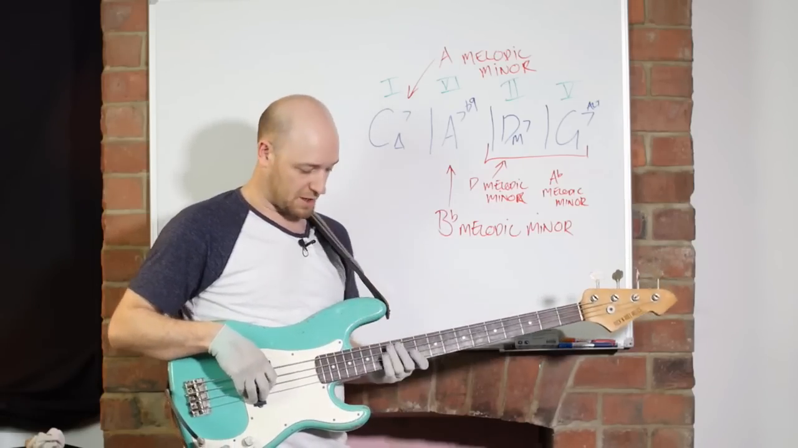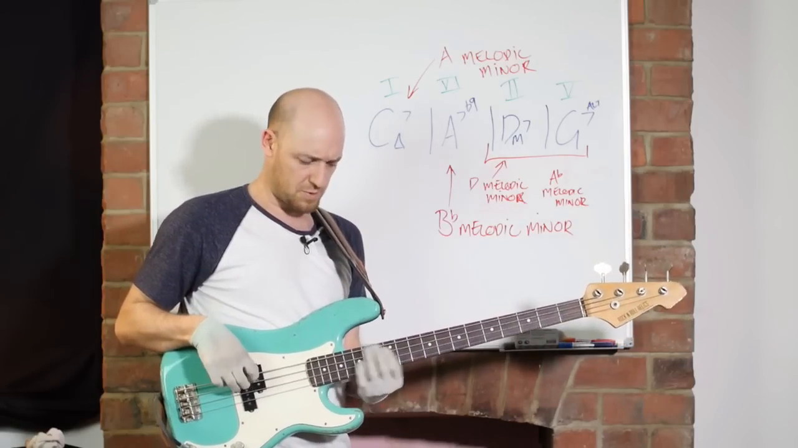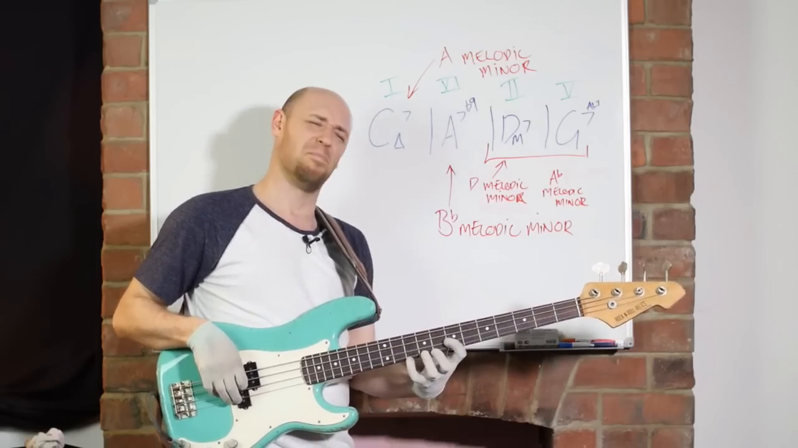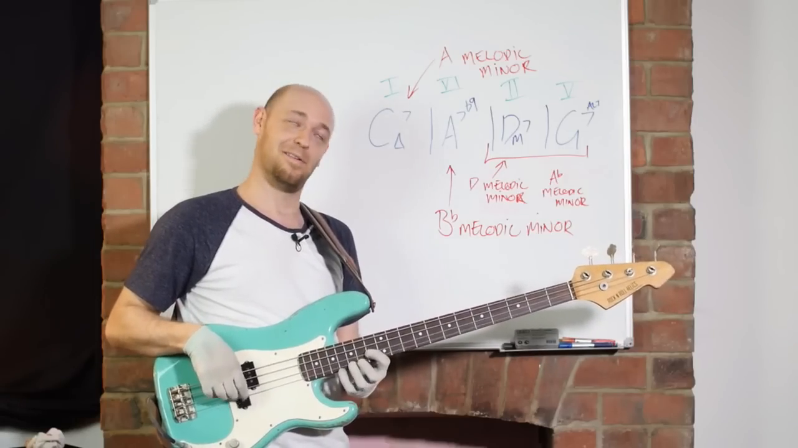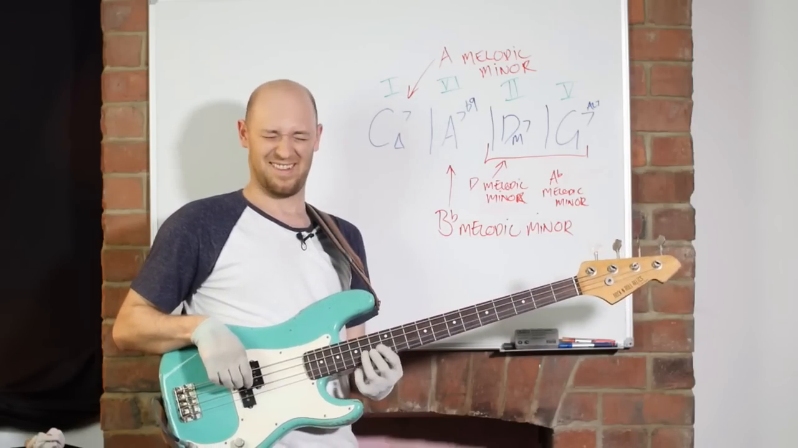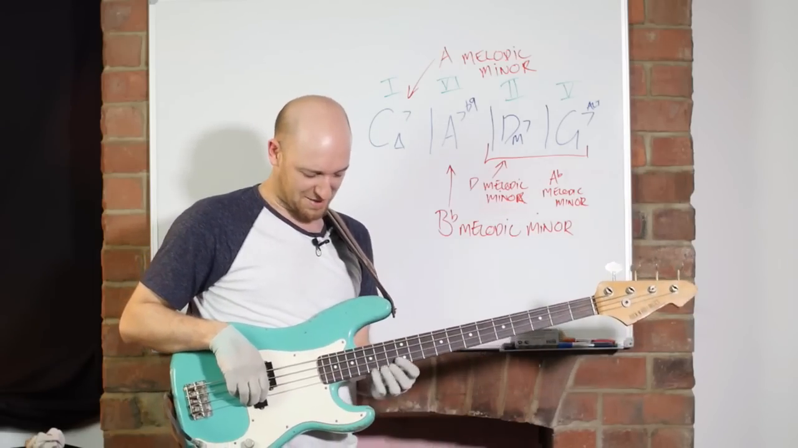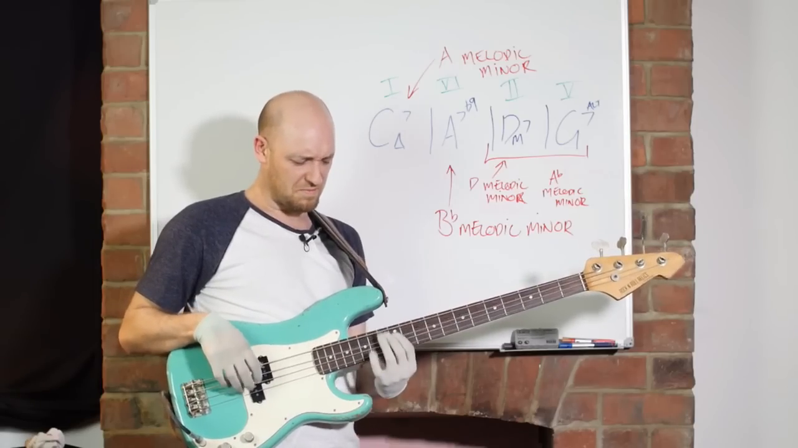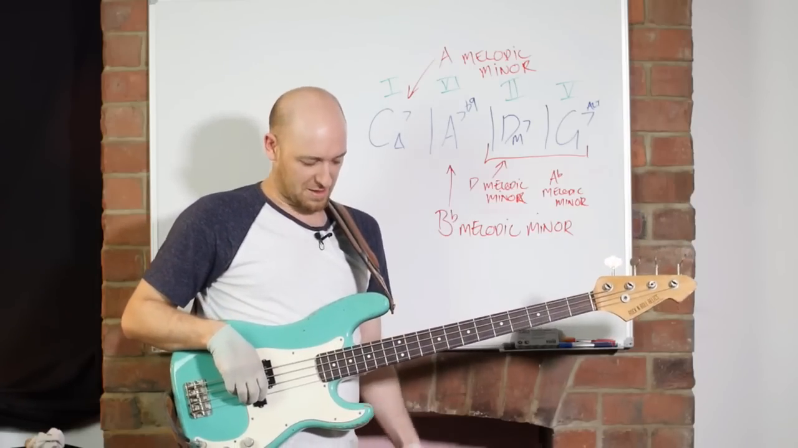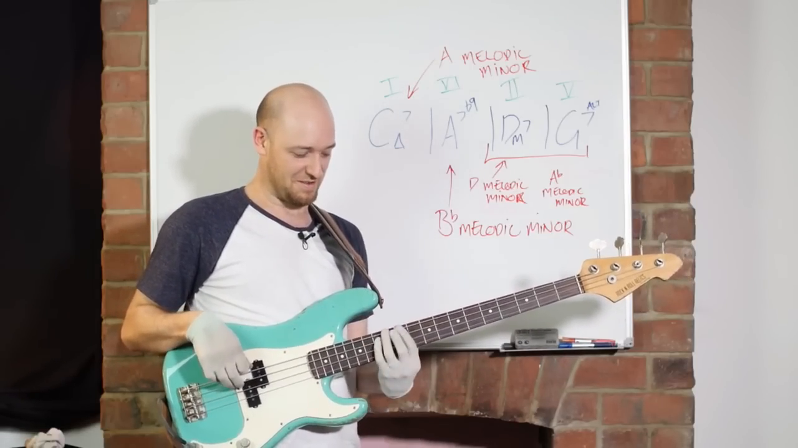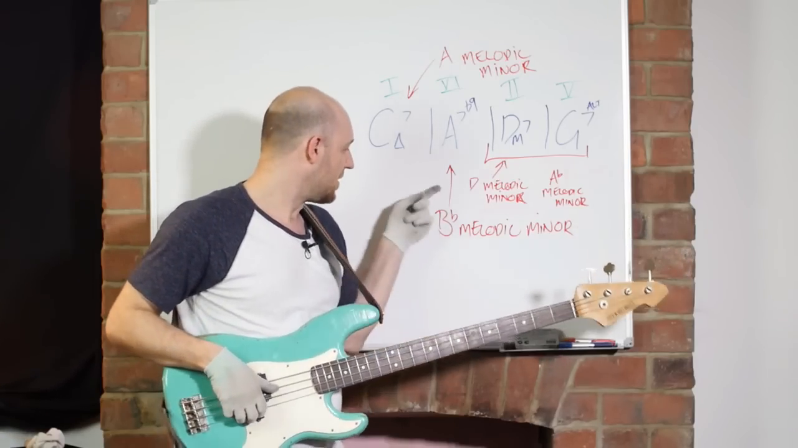Okay, B flat melodic minor. Here we go. D melodic minor. A flat melodic minor. B flat. D minor. A flat. B flat melodic minor.